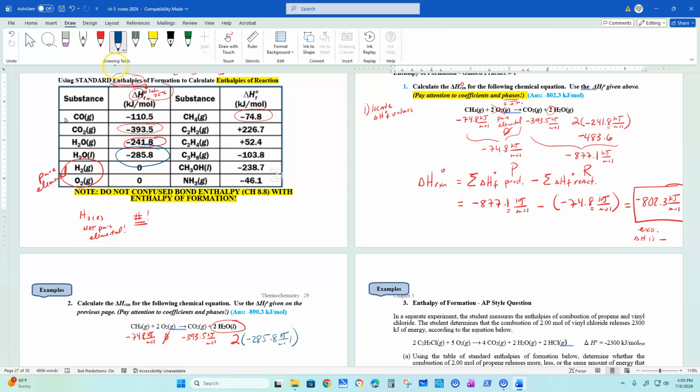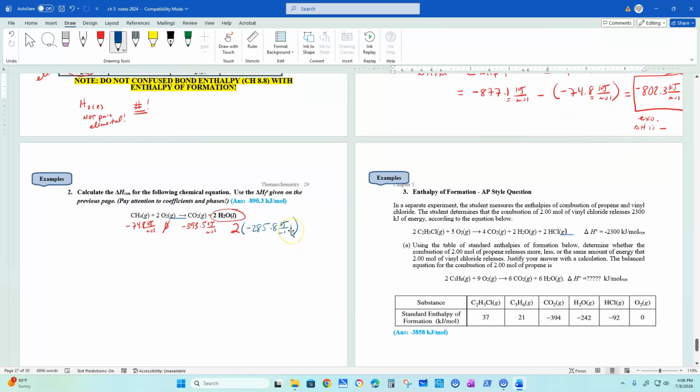Liquid versus gas. Gas requires more heat, okay? Liquids require less heat. So you notice this value right here is a less negative number versus this, a more negative number. This value right here is higher than the liquid value. So when we take this value, multiply by 2, plug it in, let's see how it changes. Does this value get more negative or does it get less negative? Okay, so I'm going to add these two up.